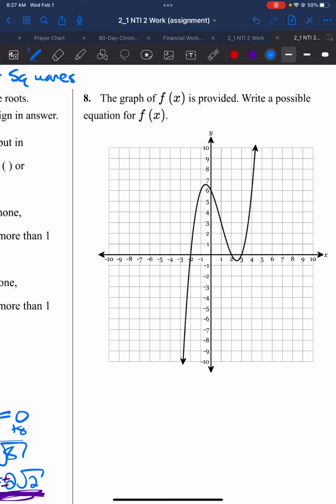Starting back on number 8. These last three might look a little bit weird, but it's stuff that we've done, and especially number 8, we did at the beginning of this unit, so you might need a little bit of a refresher, okay? The first part's really easy. It says the graph of our functions is provided, write a possible equation. Our whole goal is to write a possible equation, okay?